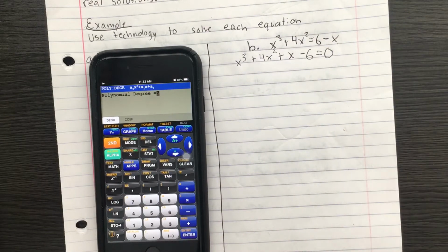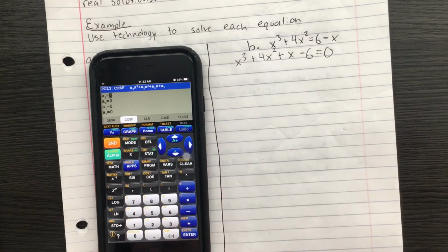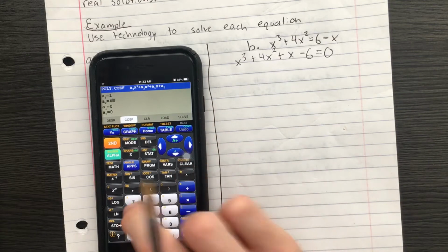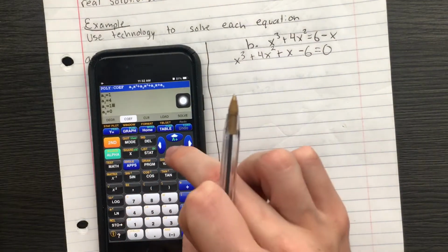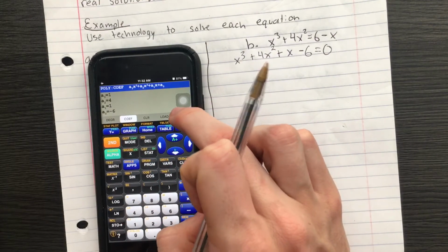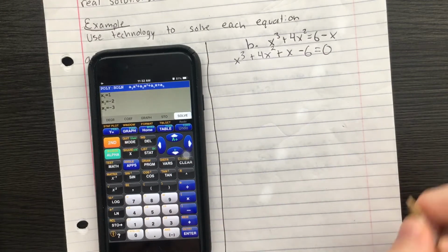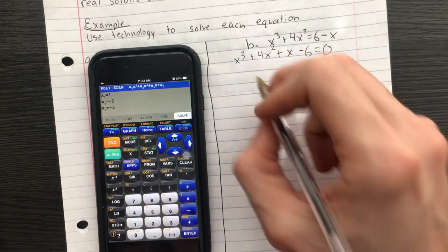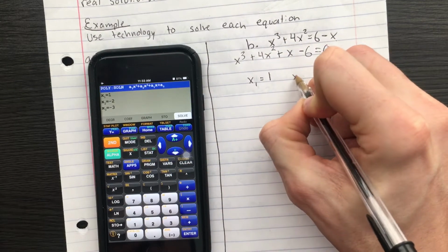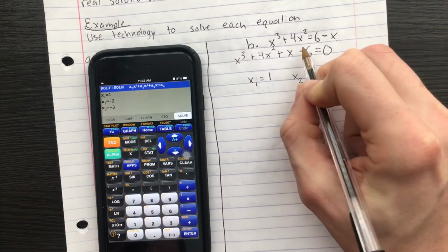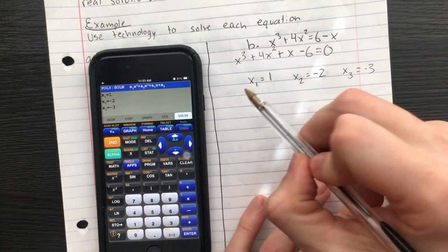So this is a polynomial. The highest exponent here is a 3. It is a cubic. And then what we'll do is go over to coefficients there. We're going to say 1, say 4, say 1, say negative 6, and then we're going to go over to solve that. So there's at most 3 real solutions that could work here. And so those solutions are that x could be 1. The second solution is that x could be negative 2 and make that equation work. And the third is that x could be negative 3 and make that equation work.